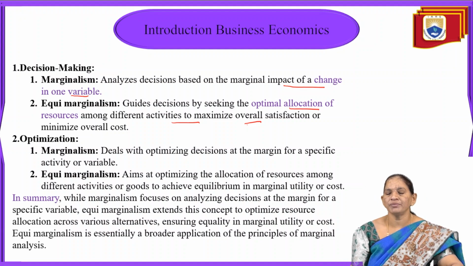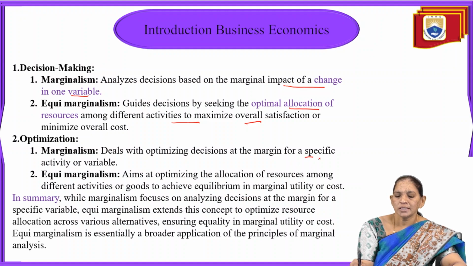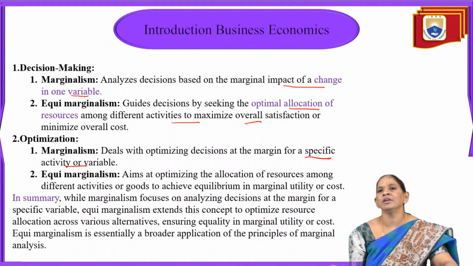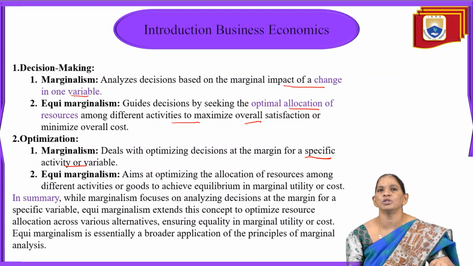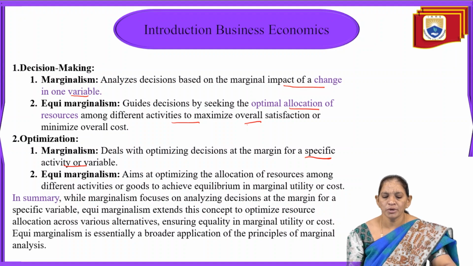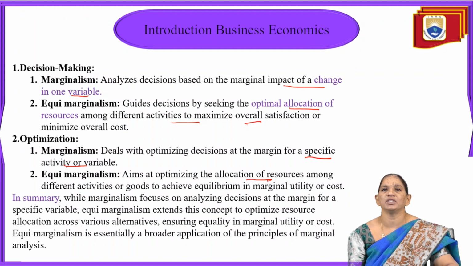And the next differentiation we can say is in the case of optimization. In the case of optimization, marginalism deals with optimization relating to the specific activity or one variable. Means here marginalism focuses on optimizing resources related to only one type of variable or one type of utility. But when you come under equi-marginalism, it aims at allocation of resources among different activities which achieves equilibrium in marginal utility or cost.